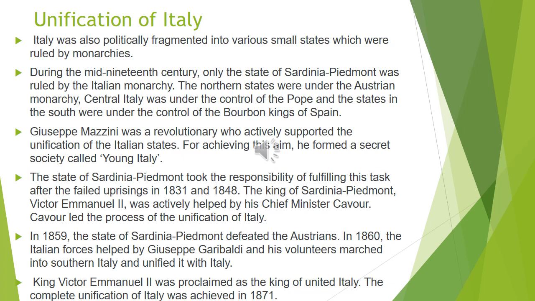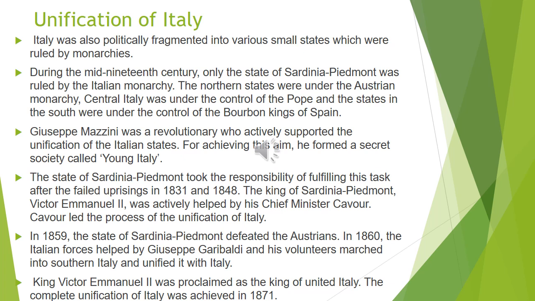Giuseppe Mazzini, about whom we have already studied, was a revolutionary who actively supported the unification of Italian states. And for achieving this aim, he formed a secret society called Young Italy. The state of Sardinia Piedmont obviously took the responsibility of fulfilling this task after the failed uprisings in 1831 and 1848. The King of Sardinia Piedmont, Victor Emmanuel II, was actively helped by his chief minister, Cavour. Cavour led the process of the unification of Italy.